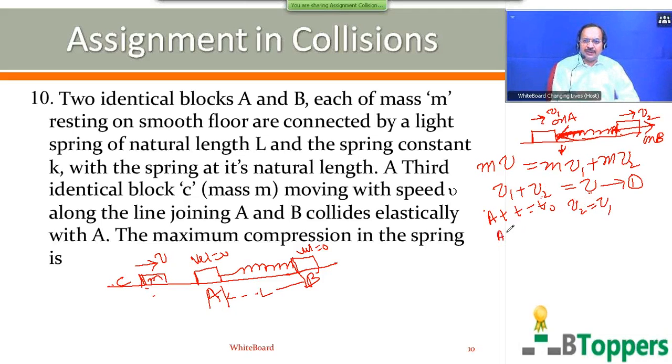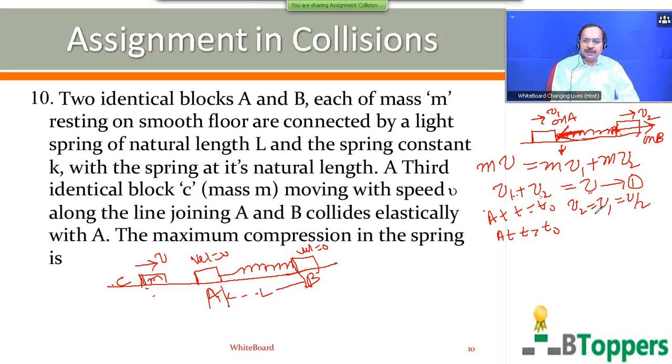After that particular instant, t greater than t naught, v2 further increases and v1 further decreases. That means v1 plus v2 equal to v. So when v2 and v1 are equal, from the first equation, if you substitute v2 equal to v1, you get 2v1 equal to v, or v1 equal to v by 2.